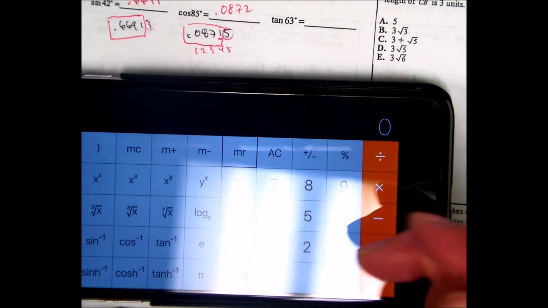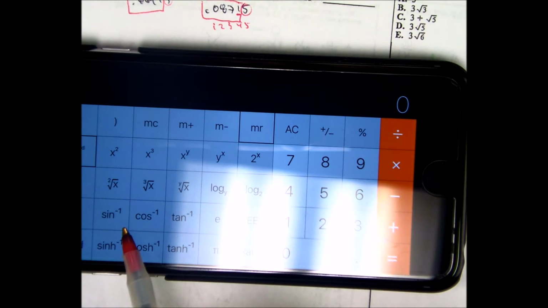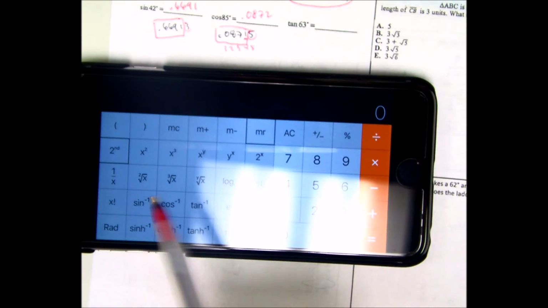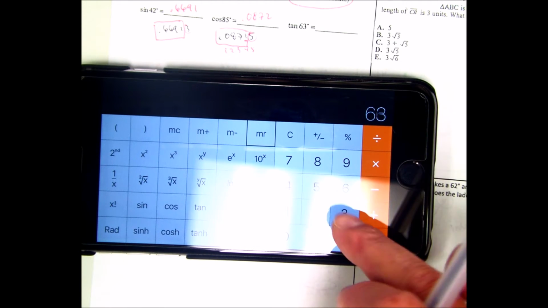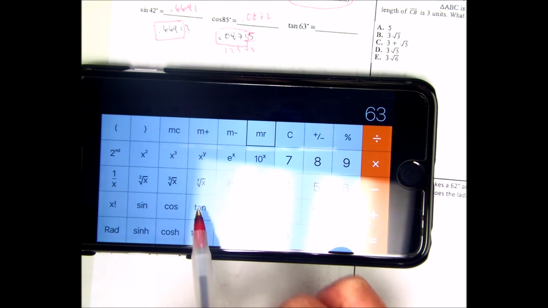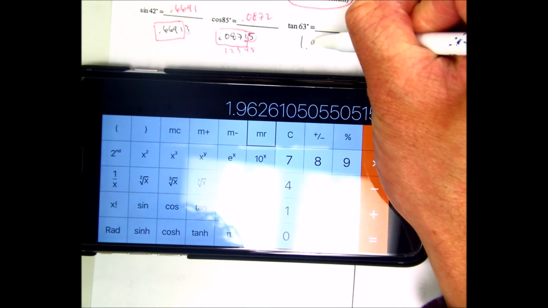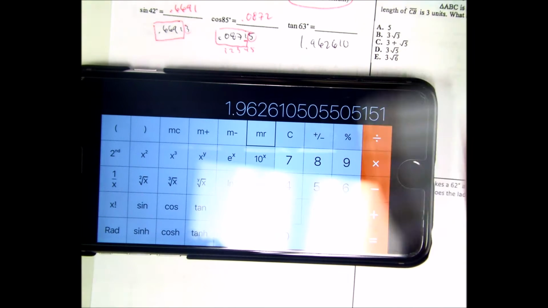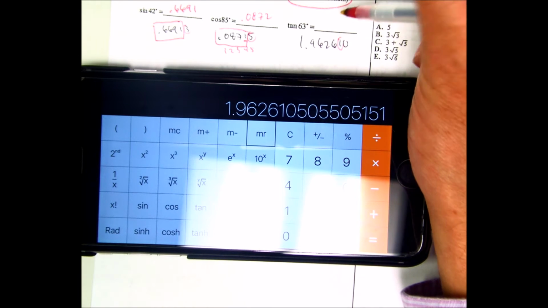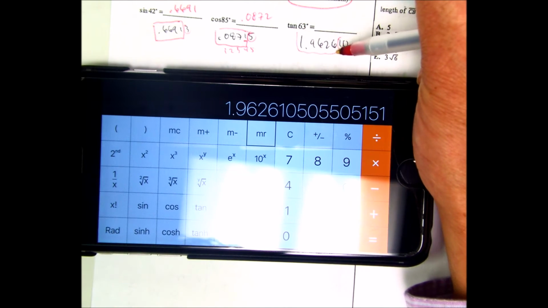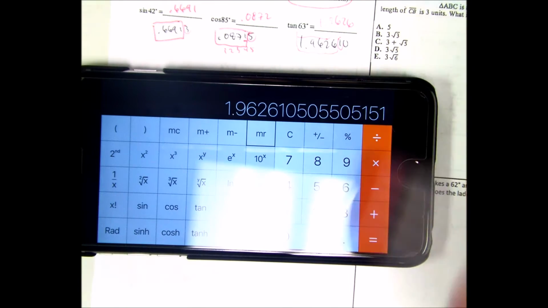So tangent of 73, so first going to turn my calculator sideways, make sure your inverses are turned off, so I press off that second button, and I'm going to type in 63, and then I'm going to press tangent. Notice how there's no -1 next to that. I have this as my number, so I'll write down those numbers. I'm looking at the fifth number here. This number is less than 5, so we'll just keep all of these numbers. 1.9626 is my answer.